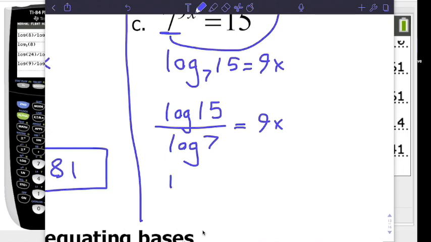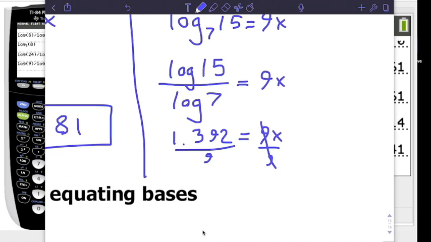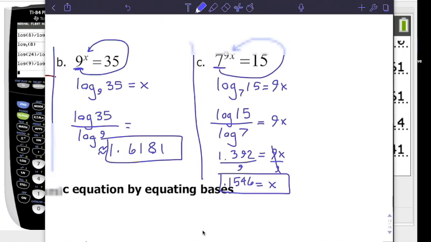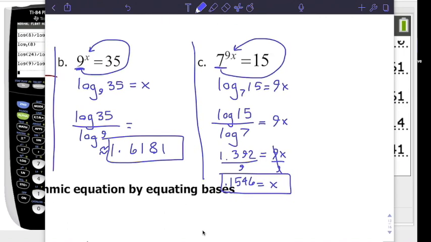Now, if you do the decimal first, apparently you're going to get 1.392, and then equals 9x. And then we're just going to divide the decimal here by 9. And apparently that's going to get us 0.1546 right there. So that one we had to do one extra step after you get your decimal.